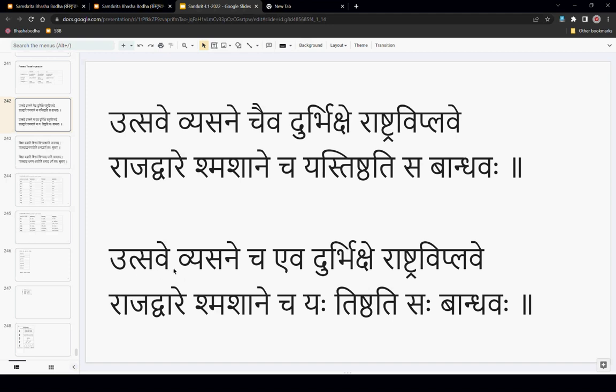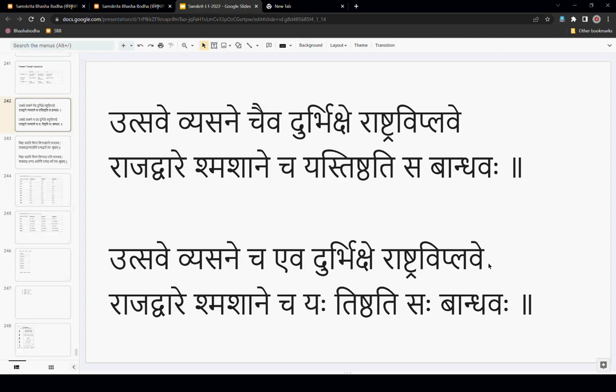Utsave, vyasane, cha eva, and also durbhikshe. Durbhiksha is famine. It's again bad times. Sir, what is durbhiksha? Durbhiksha is like famine times, right? When there is no water, no rain. Okay, drought, like that. Durbhiksha. Okay. Rashtra viplave.